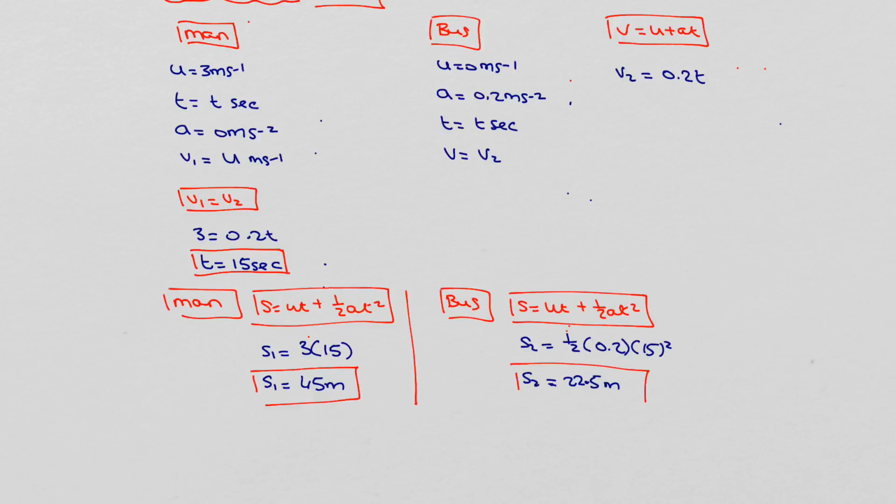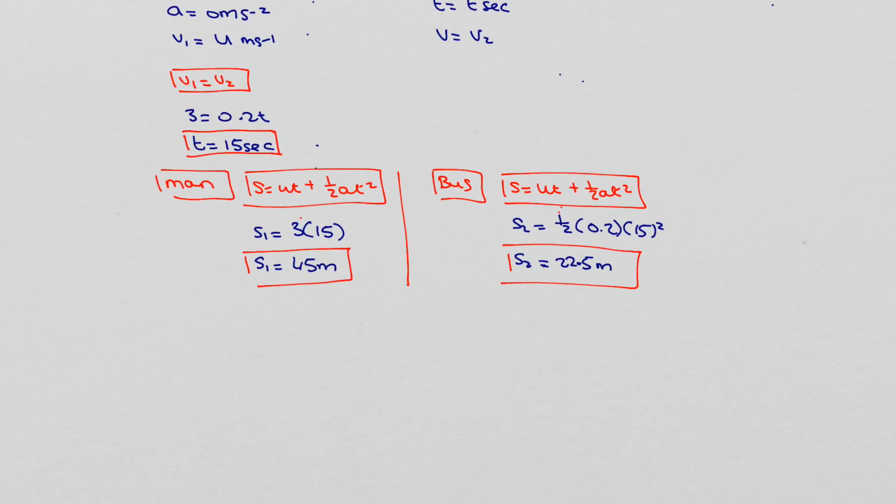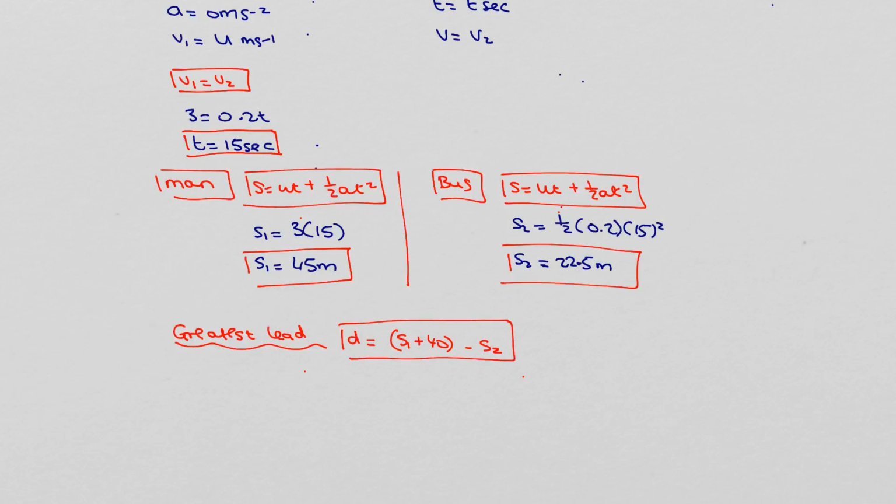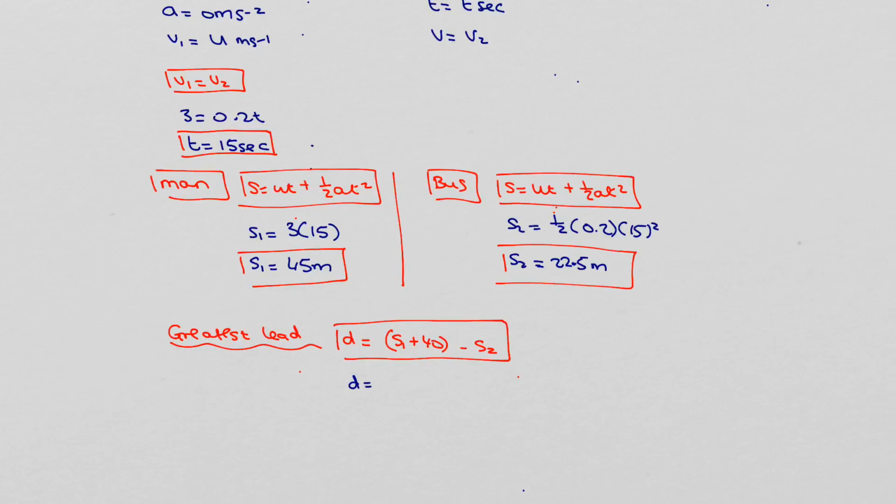So of course we have to take into account that there was actually 40 meters between the two at the start as well. So therefore for the greatest lead, it's going to be D is equal to, well, S1 plus 40, because the man was 40 meters away from the bus to begin with, minus the distance travelled by the bus. So therefore that will be 45 plus a gap of 40.